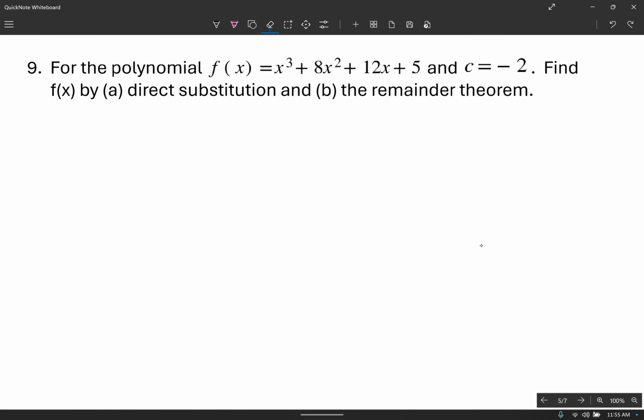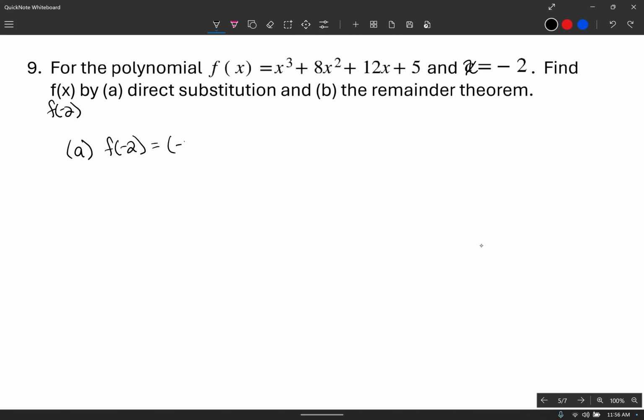For the polynomial f of x equals x cubed plus 8x squared plus 12x plus 5, and that should be x equals negative 2, find f of, and again, that should be negative 2. Sorry, guys. By direct substitution and by the remainder theorem. So let's start with direct substitution. I'm literally going to take that negative 2 and plug it in to my function.